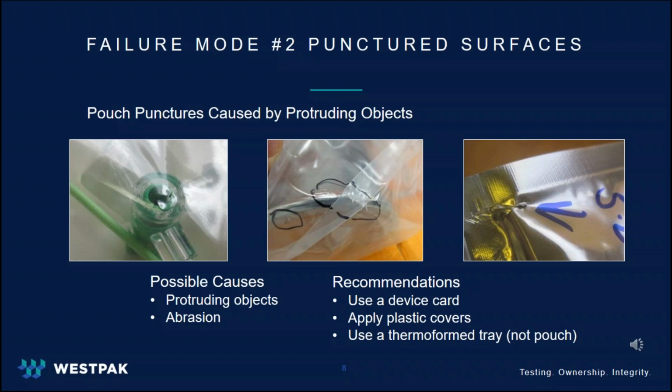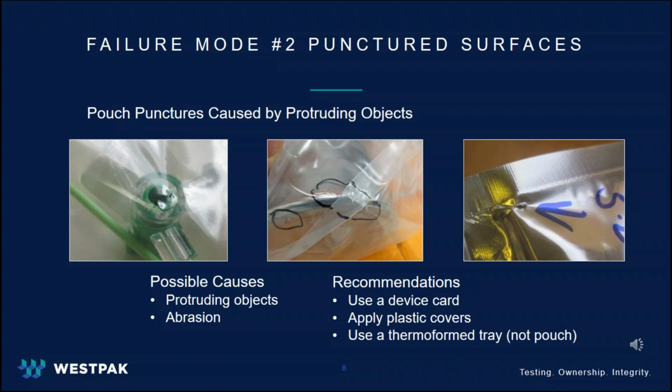The second failure mode is punctured surfaces caused by protruding objects. We've seen a lot of failures from sharp objects poking through trays and pouches. Also, abrasion due to objects rubbing against the pouch or tray during vibration creates a hole in the SBS.